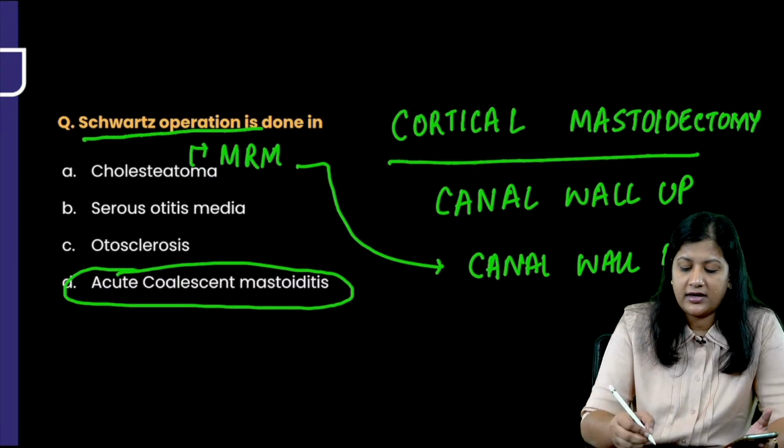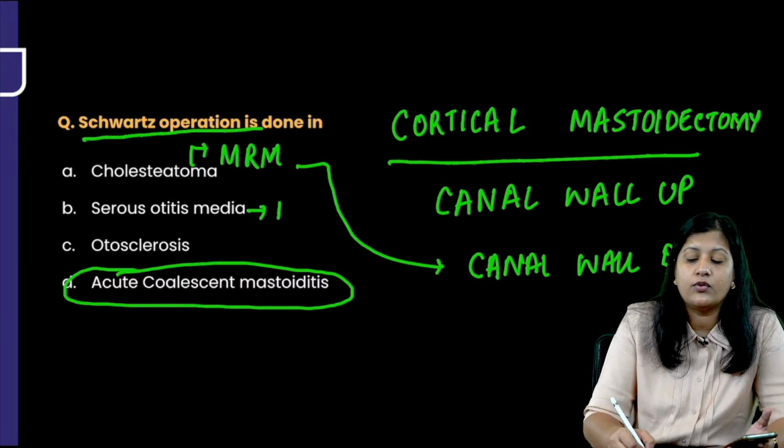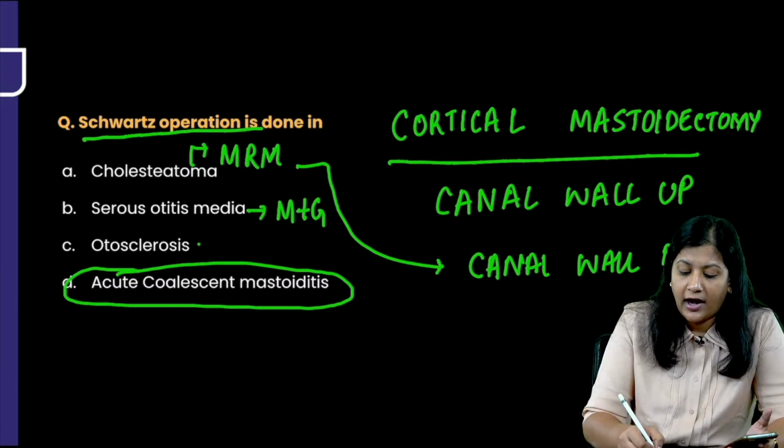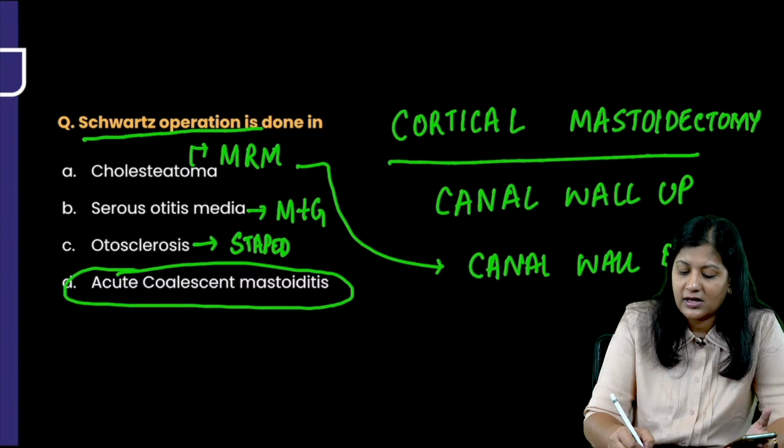For serous otitis media, we have seen that you will do a myringotomy and a grommet and treat the underlying cause. And for otosclerosis, you will either do a stapedectomy or a stapedotomy and place a prosthesis.